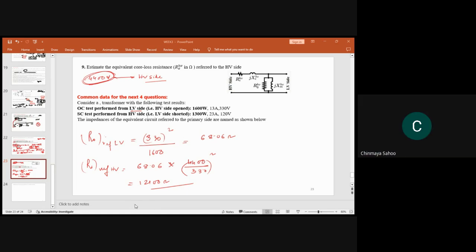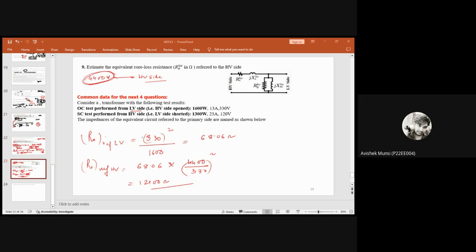Okay, sir. Sir, one more question, sir. R not referred to LV side. It will be, sir, the 330 by 1600, sir, how does it come, can you explain, sir? See, the power is V square by R, right? Yes, sir. So R is V square by power.